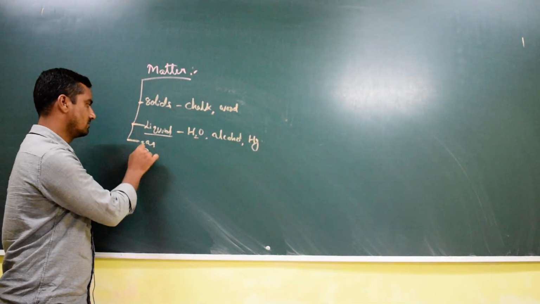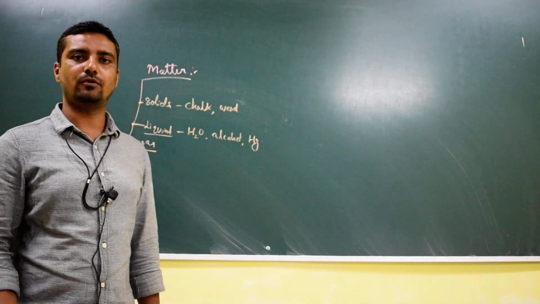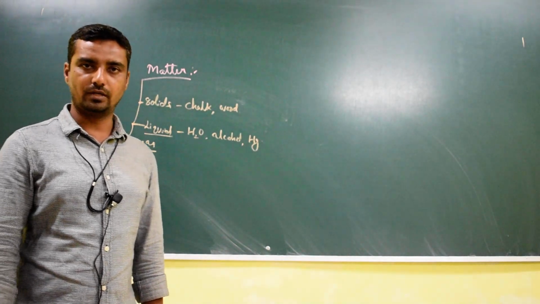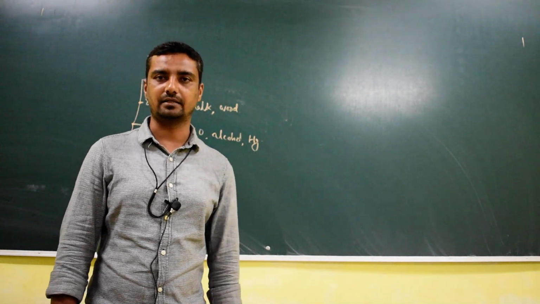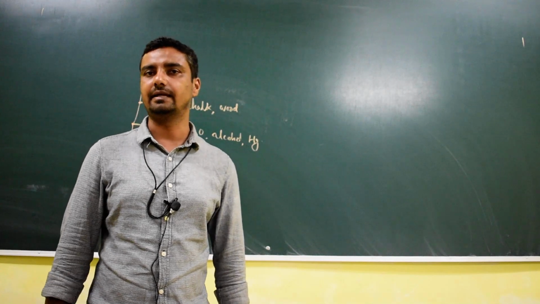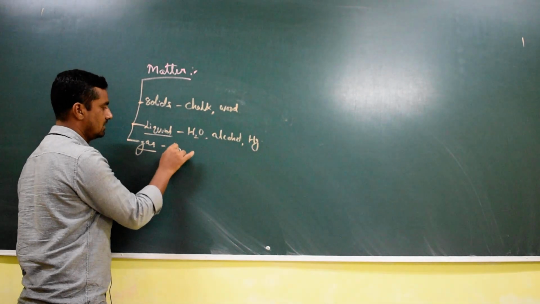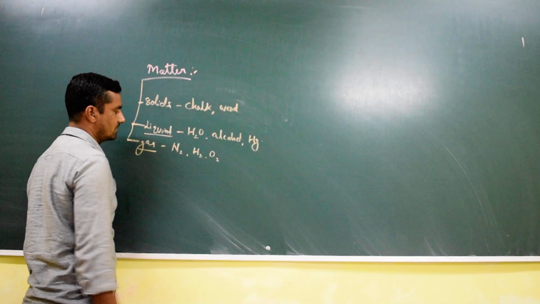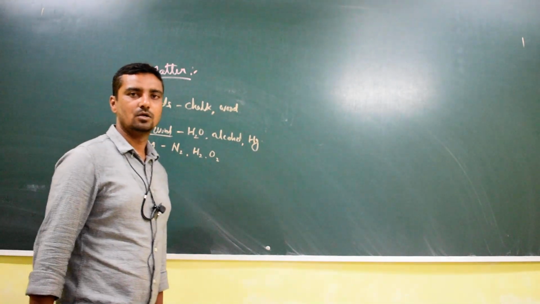Now come to the gases. Gas particles have neither a definite volume nor a definite shape, right? They are loosely arranged particles and can move in any direction. Nitrogen is a gas, hydrogen is a gas, oxygen is a gas, right?